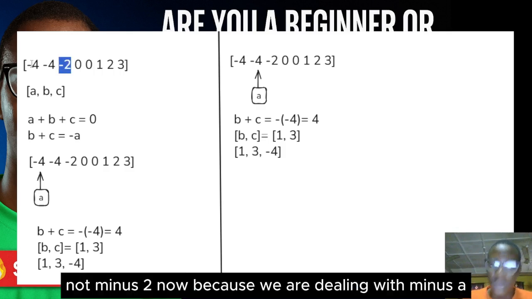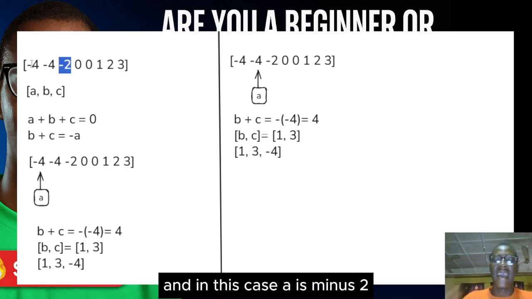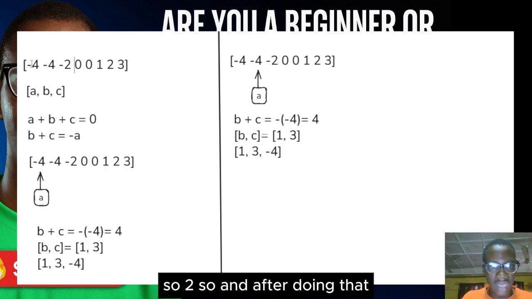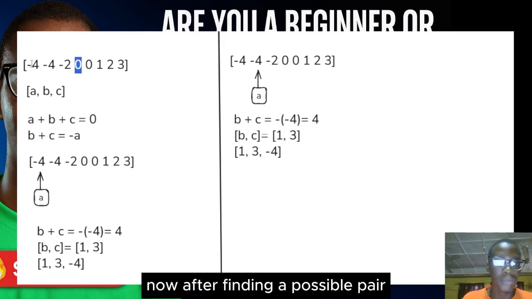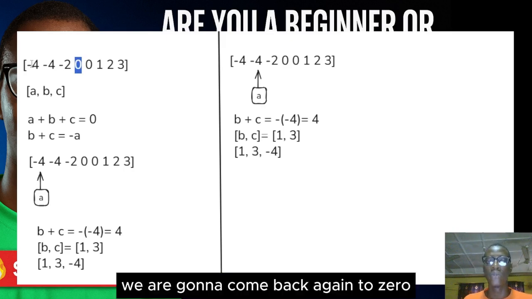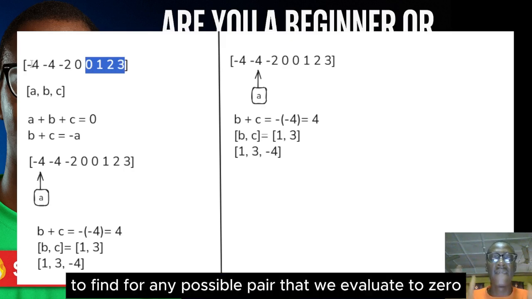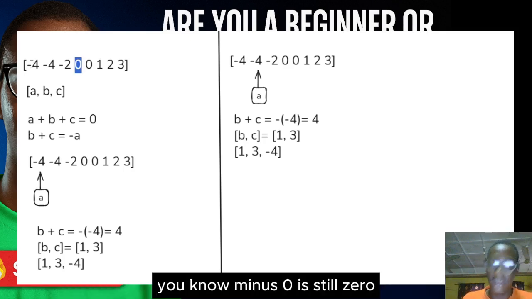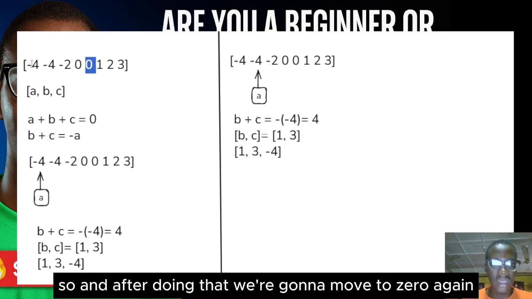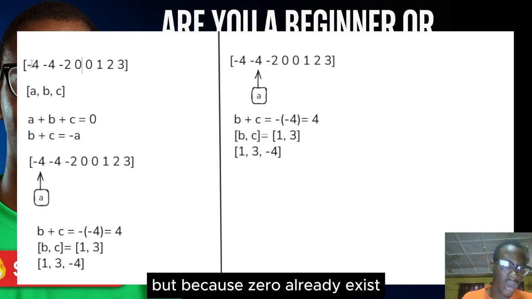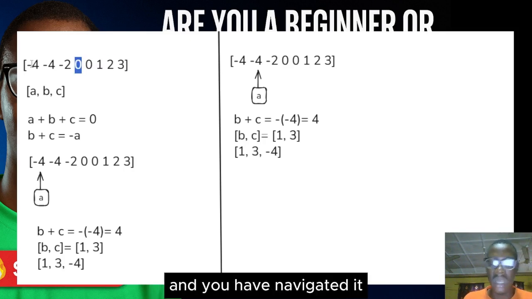Not -2 now, because we are dealing with -a, and in this case a is -2, so 2. After finding a possible pair, we are going to come back again to 0. And what we do with 0 is that we search through the rest of the array to find any possible pair that will evaluate to 0. You know, -0 is still 0. After that, we are going to move to 0 again, but because 0 is there previously and you have navigated it, we are going to leave 0 to 1.